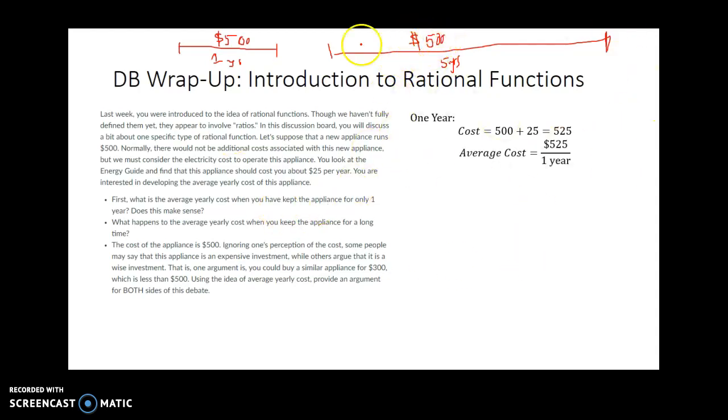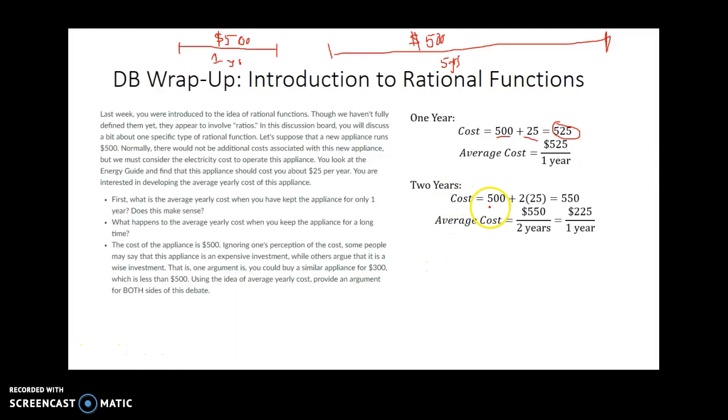So if we begin to look at how we would develop a model for this, we know that for just 1 year the cost is the $500 plus the $25 energy charge. So $525 for that year, but technically dividing it by the number of years you've owned it for, so in this case 1, doesn't change the fact that it cost you $525 to own that appliance for the year.